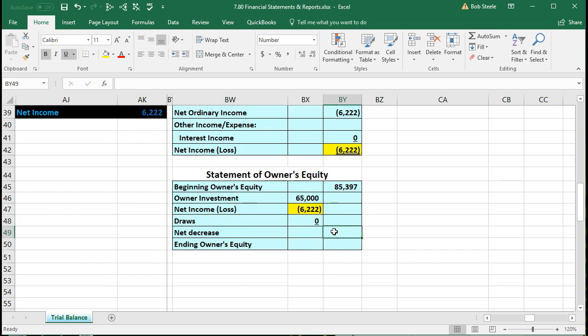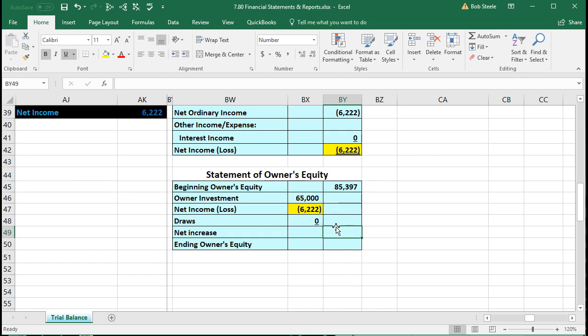And now we're going to add up or calculate the net decrease in this case, which is the owner investment minus net income minus draws. And it should actually be a net increase. I'm going to change this. It should be a net increase. And so note that although we have a net loss here, we have an investment of 65,000. So it's actually an increase, meaning this number is going to go up at the end here by this amount, the sum of those three.